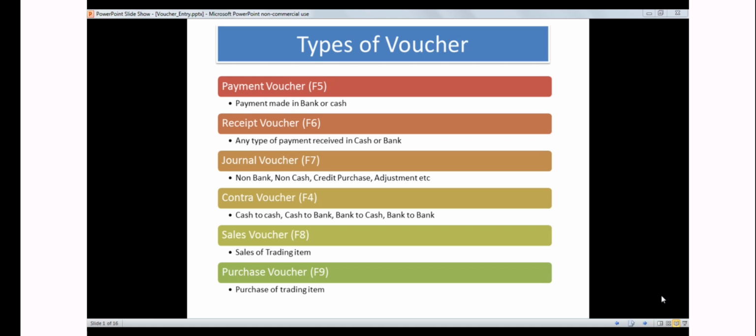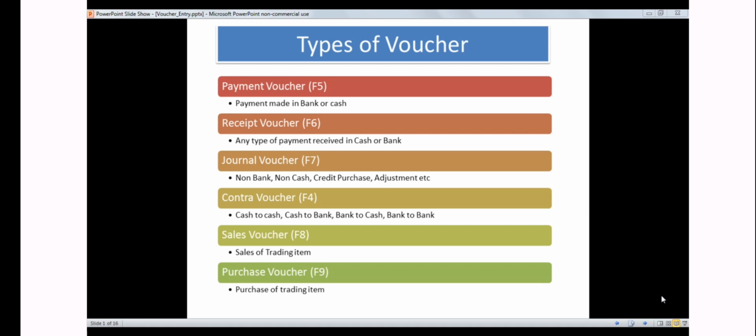Let's say we have a cash account in Noida region and we have a cash account in Delhi region as well, because we have got two centers. So from Delhi center, 5,000 rupees has been transferred to Noida center. For some reason, let's say we need to make a payment to the vendors. So this kind of transaction which has happened within the company, cash to cash, that's a contra voucher.